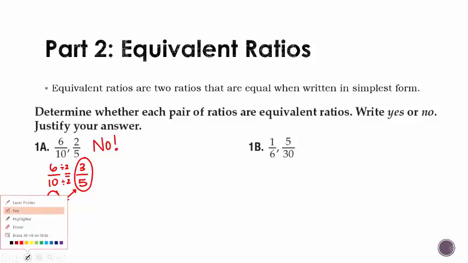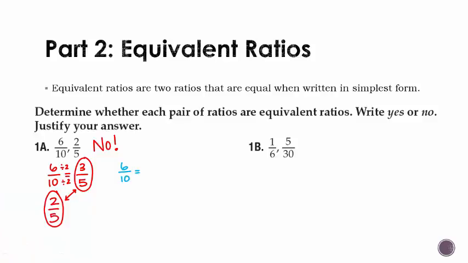The other thing that you could do if you have a calculator is type these into a calculator. 6 over 10 is 0.6. And 2 over 5 is 0.4. Since these are not equal, they're not equivalent ratios.